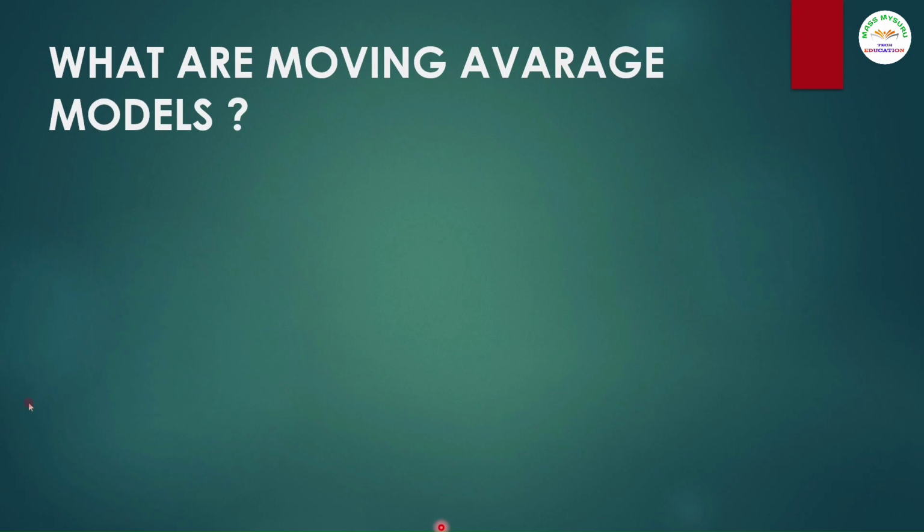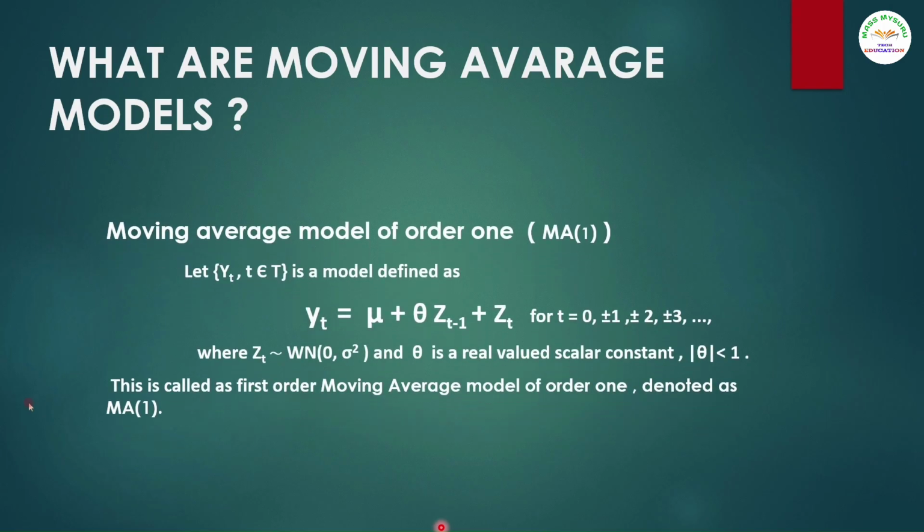A moving average model is basically a model that predicts future values of a time series using the past errors. Those errors are made at the last time period of prediction. Here we define the model y_t equal to mu plus theta times z_{t-1} plus z_t, for t equal to 0, plus or minus 1, plus or minus 2, etc., where z_t is the error made in the current time prediction, which follows a white noise model with mean 0 and variance sigma squared, and theta is a real valued scalar constant that lies between minus 1 and plus 1. So this is how the equation looks.